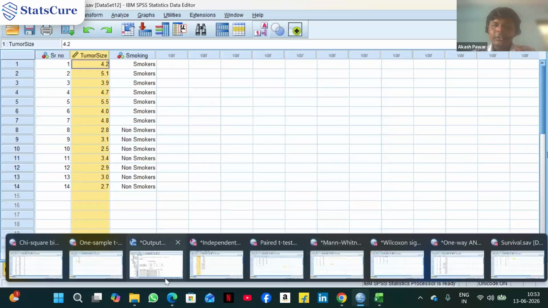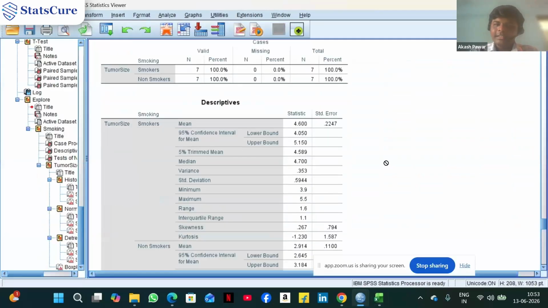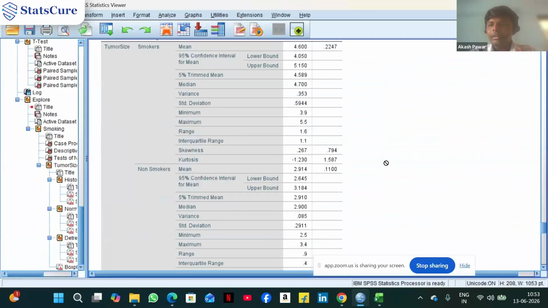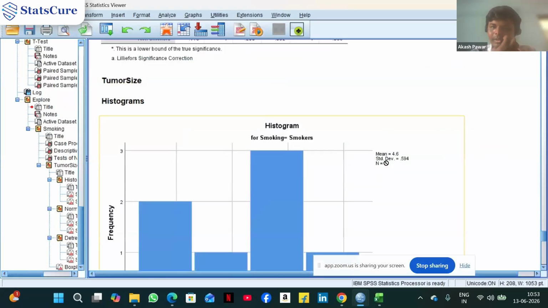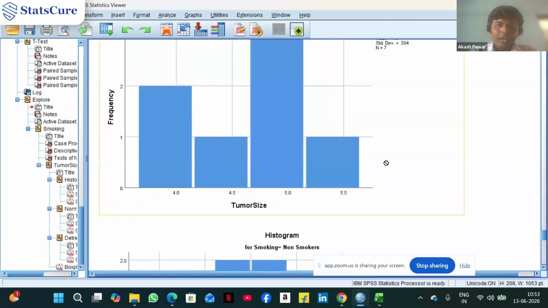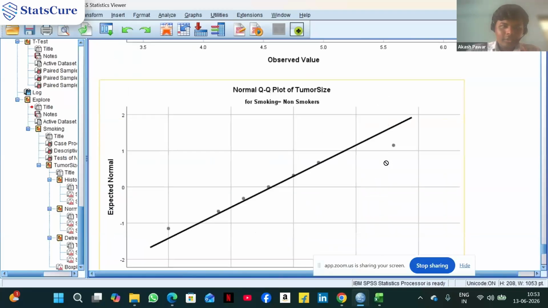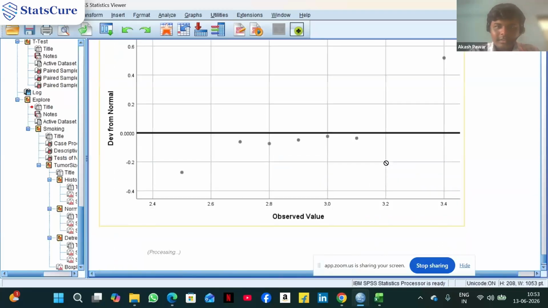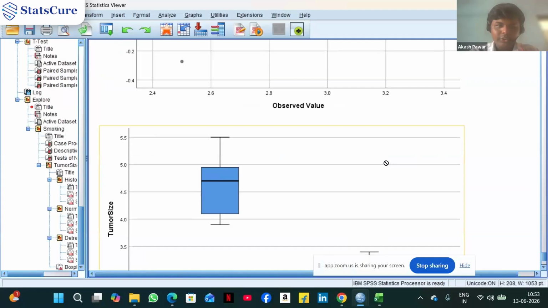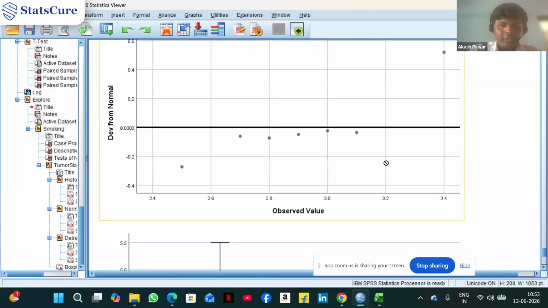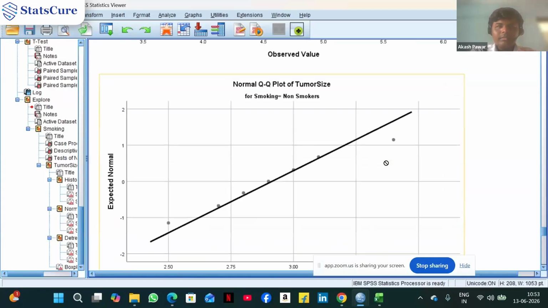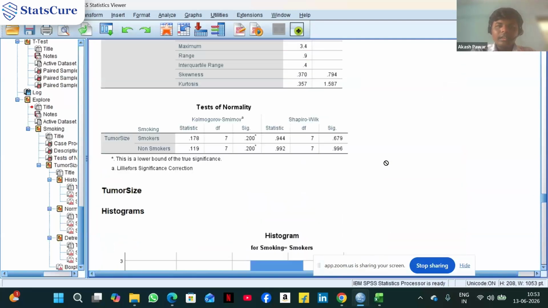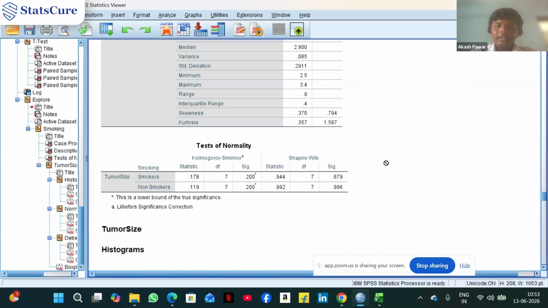That will also answer your question about the number of samples. It is not the number of samples affecting any test, but it is about the distribution. So now you can see we have this tumor size distribution for smokers and non-smokers. Can you go to the test of normality table? These are the histograms. I'll stop here.